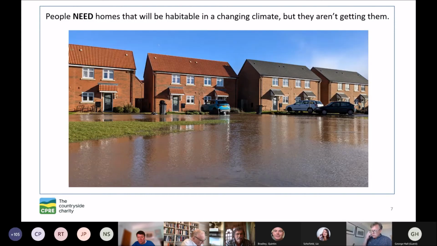We're not building homes with climate resilience in mind. Look at this picture, there's not a solar panel in sight, there's inefficient building form. I'm not sure what happened to the sustainable drainage.